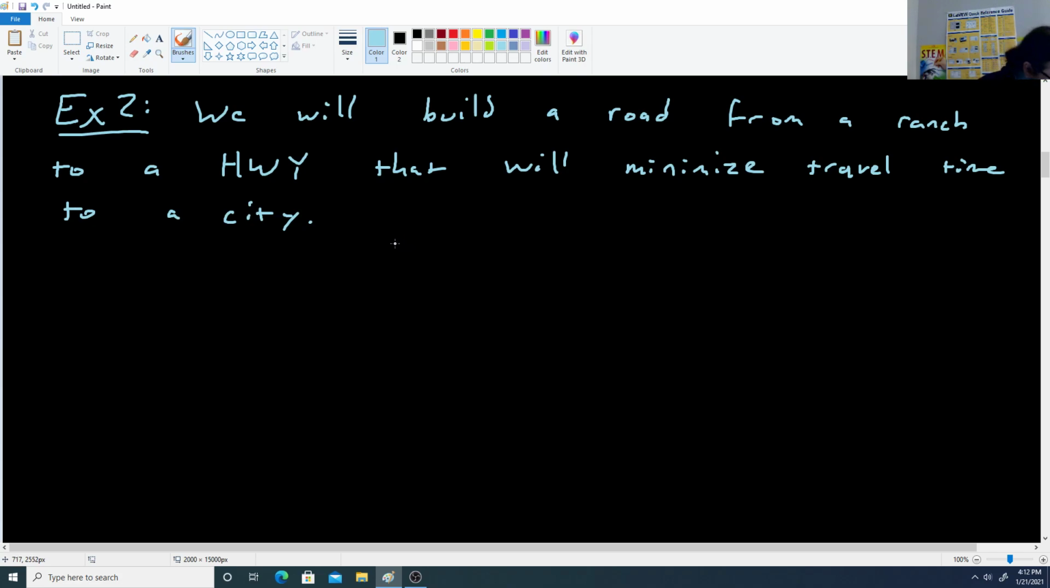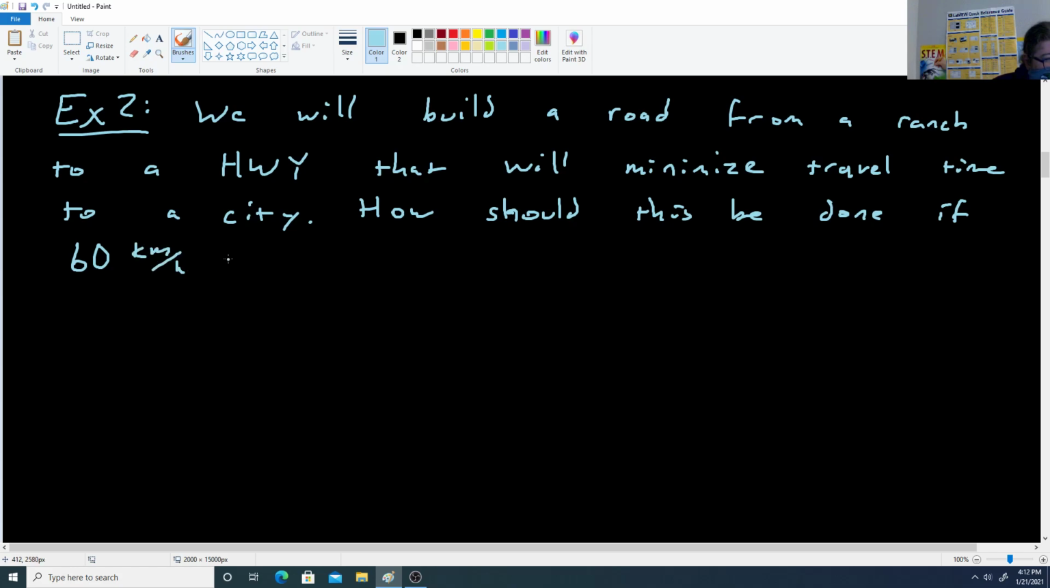Okay, let's see, what else next? How should this be done if the following things happen? The speed limit is 60 kilometers per hour on the road and 110 kilometers per hour on highway. So 60 kilometer per hour speed limit on road, 110 kilometer per hour speed limit on highway.